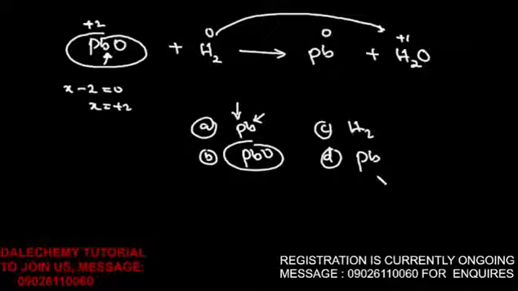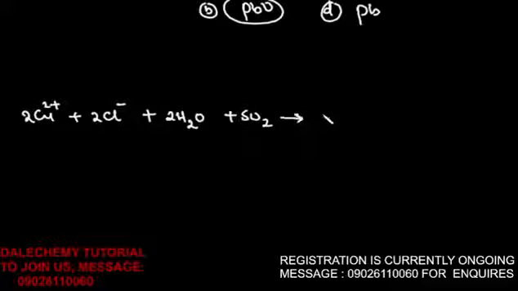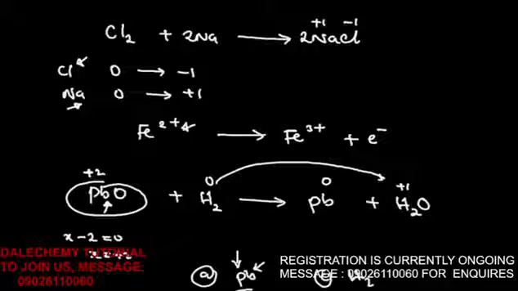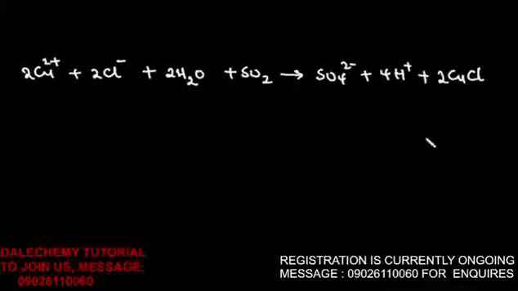Now, we have questions like this, there's one particular question as well. So you can use that as practice. Tell me in the comment section below which is reduced and which is oxidized in the reaction I'm writing right now. So you can do that yourself and tell me in the comment section. So we have SO4 2- plus 4H+ plus 2CuCl. So tell me which is reduced and which is oxidized in this reaction.